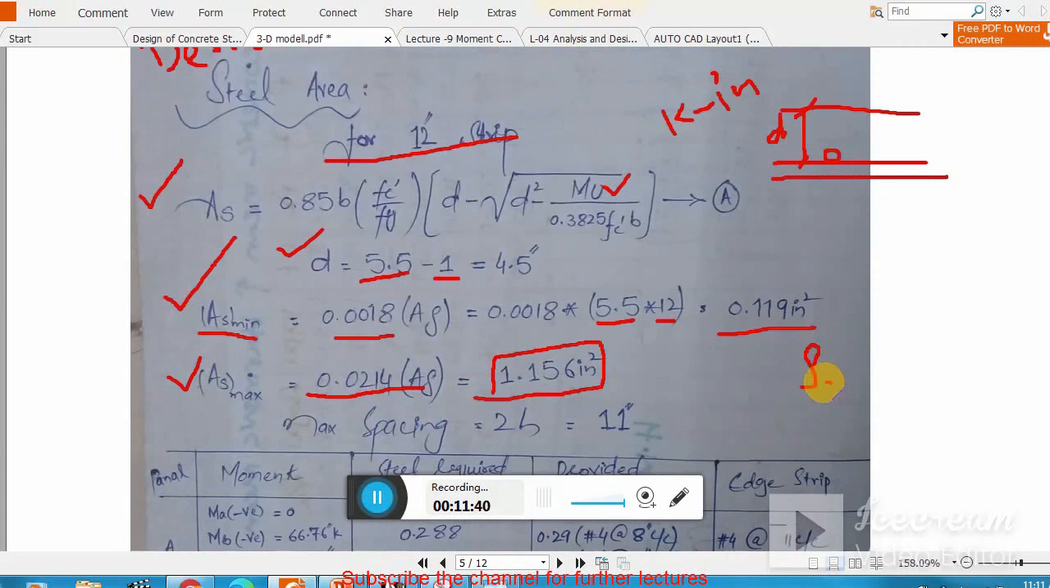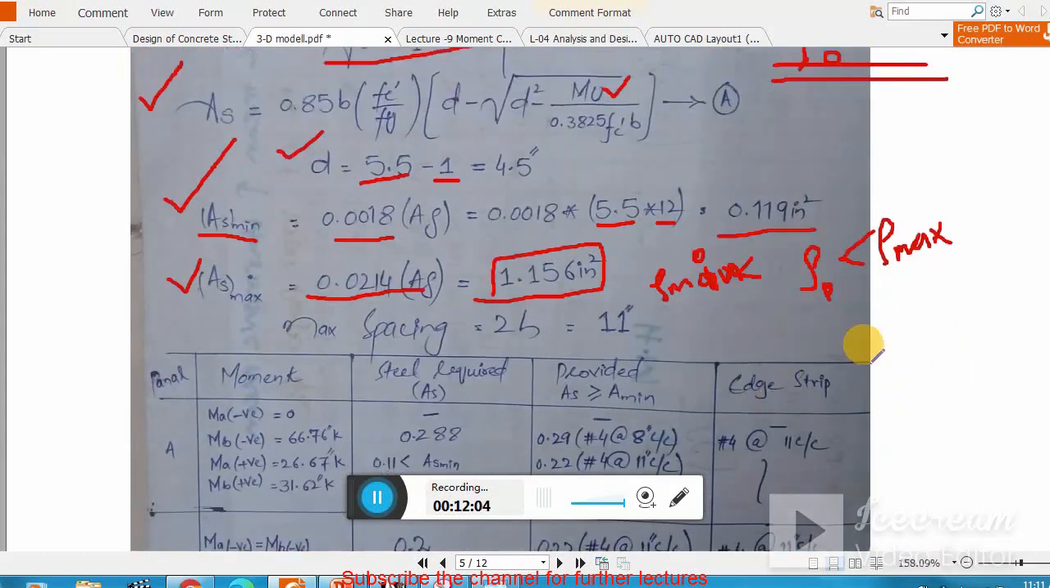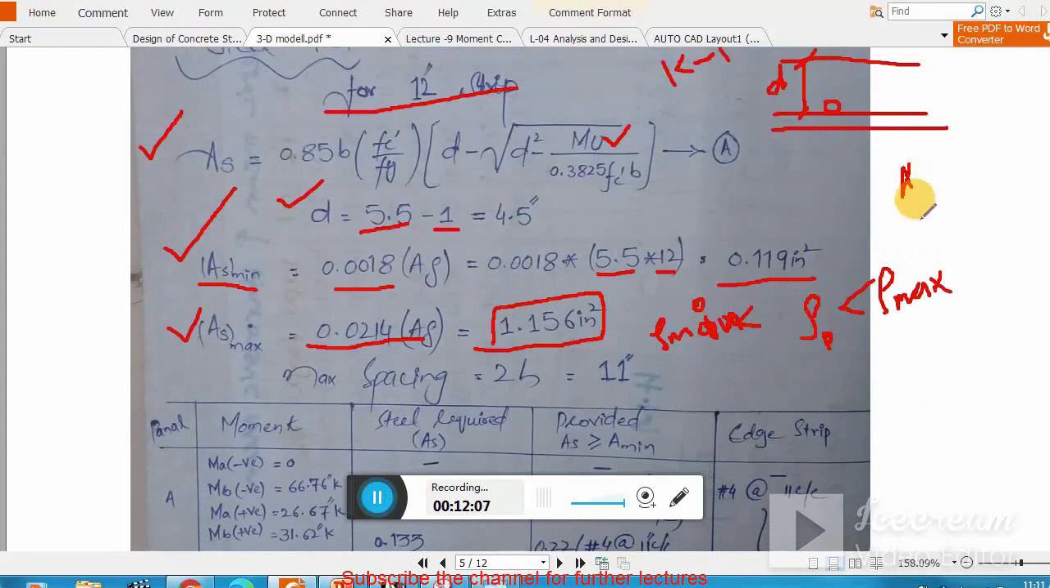Now the steel area which you are providing, basically rho provided, should be greater than rho minimum and less than rho max. This is the ductility check. So that's why we calculate, or you can say that your AS provided should be greater than AS minimum and less than AS maximum.